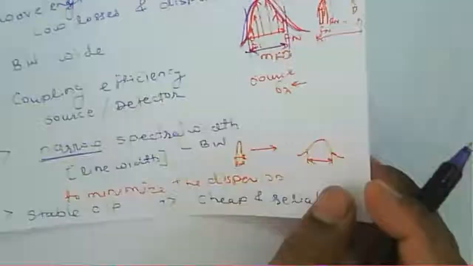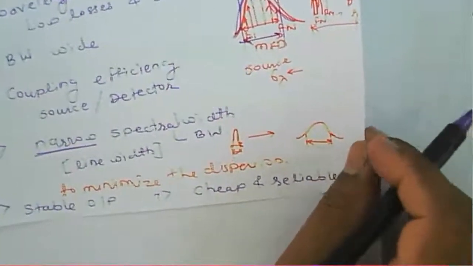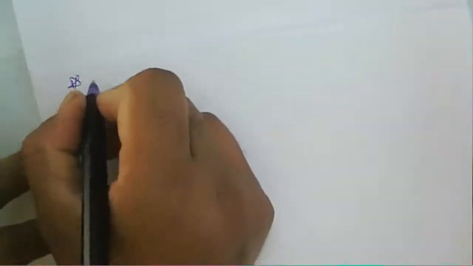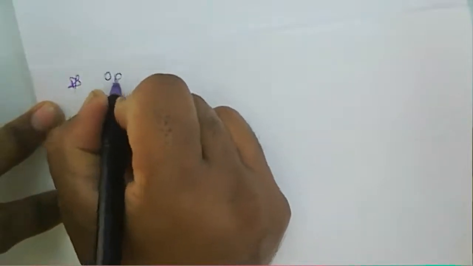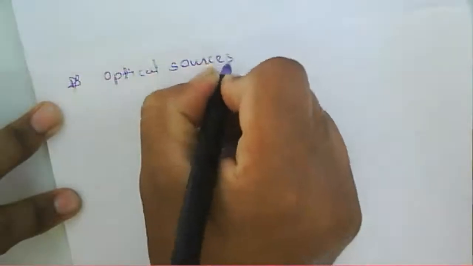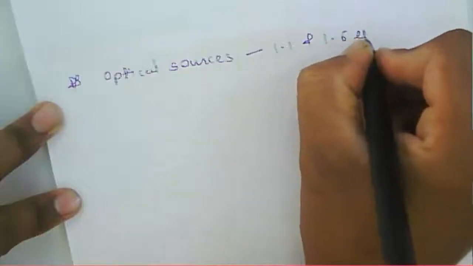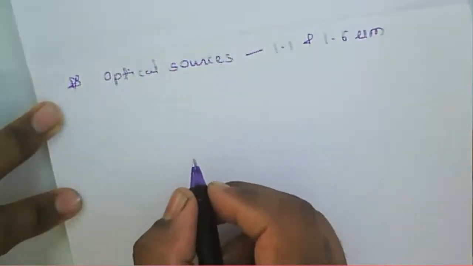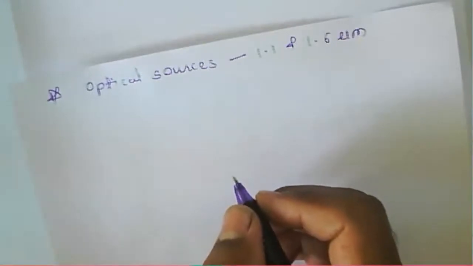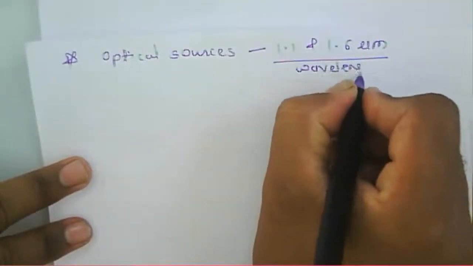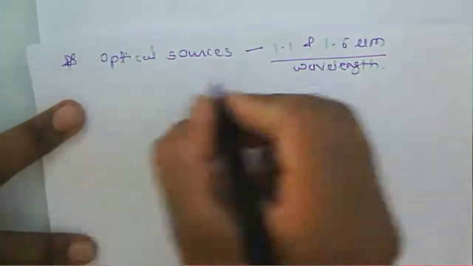So now these are the major requirements for the optical source, and we can consider those requirements while selecting the optical source. But in general, if you see whichever optical sources we have, they are operating at a wavelength between 1.1 and 1.6 micrometer.